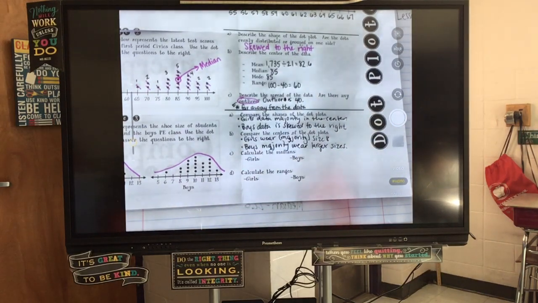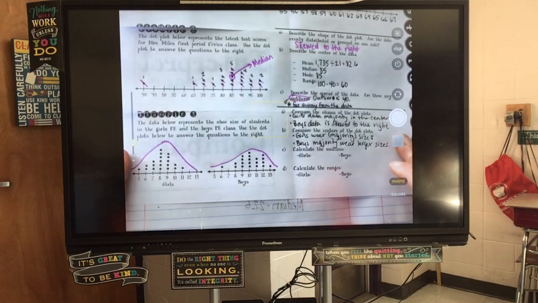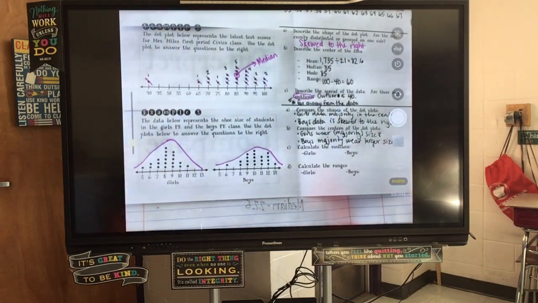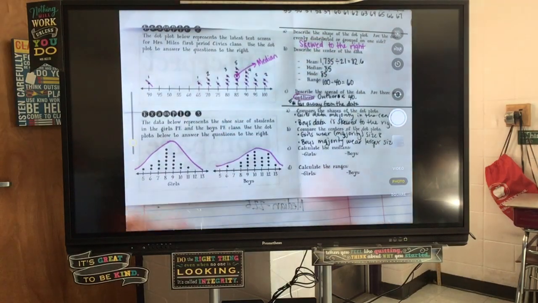All right, now we have to find the median of the boys and the girls using our dot plots. So go ahead, stand up when you have the girls' median.